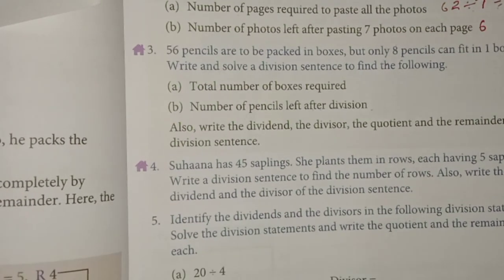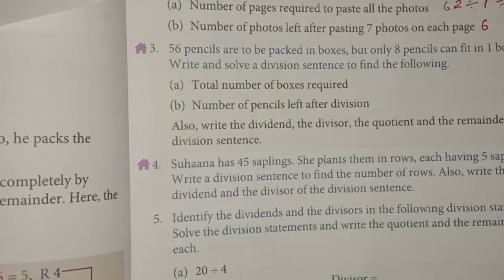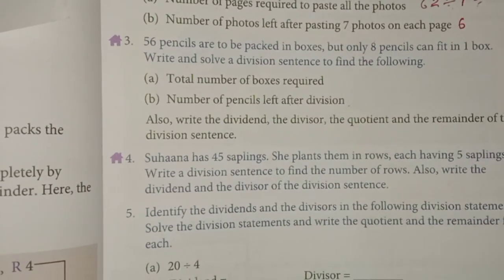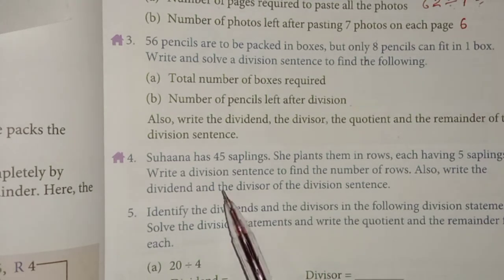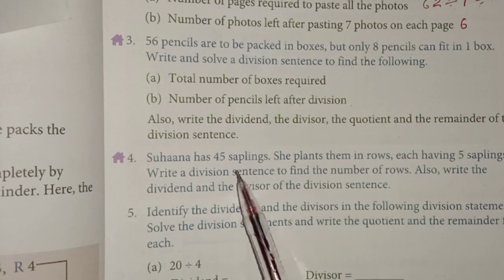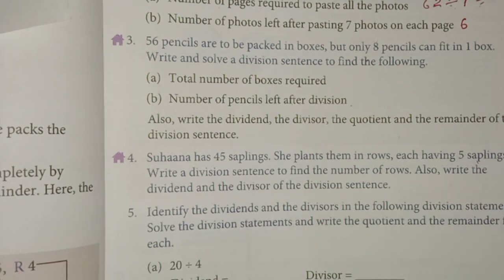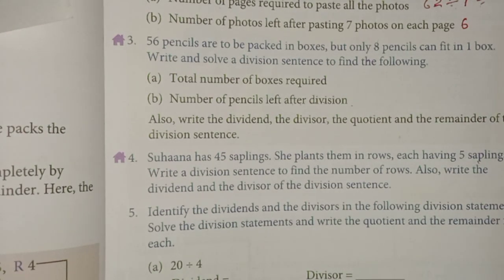Next, Suhana has 45 saplings. She plants them in rows, each having 5 saplings. Write a division sentence to find the number of rows. Also write the dividend, divisor and quotient. That is using first to find out the division, that is 45 divided by 5. Then you can write the dividend, divisor and quotient. Okay.